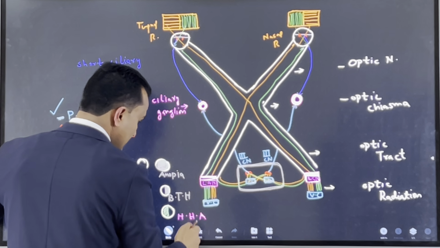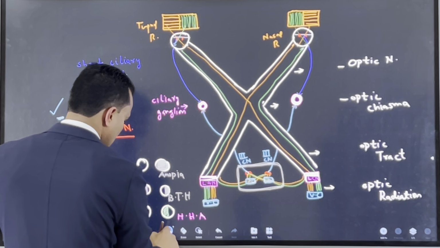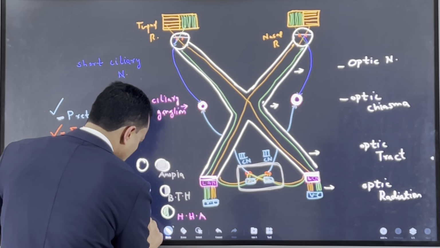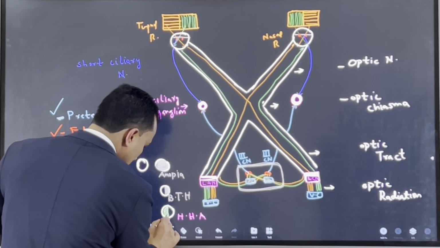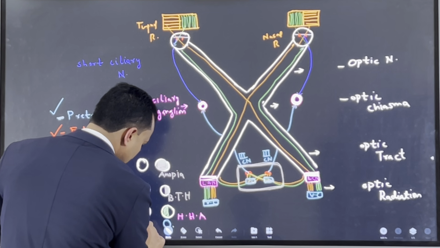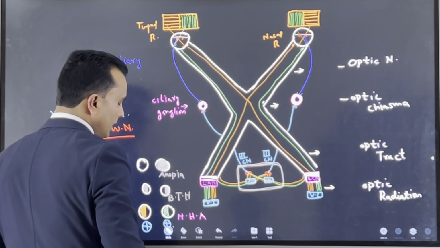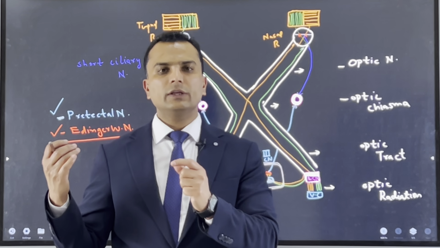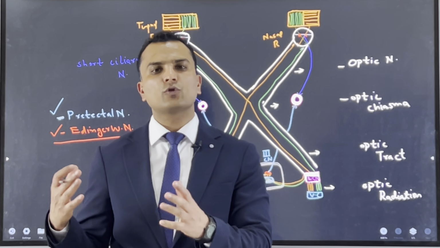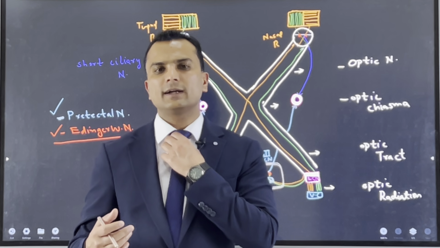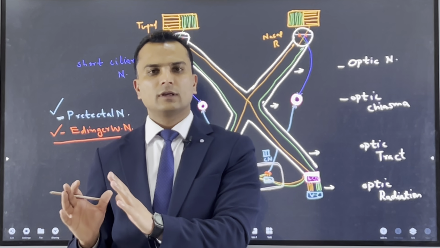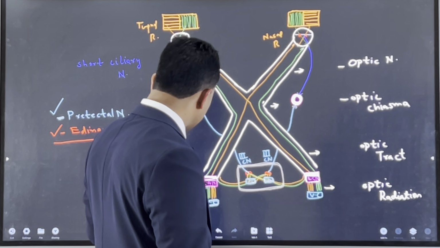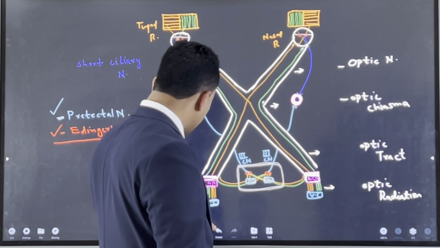And if you have an injury in the optic radiation, what will happen? In case of the optic radiation, there will be quadrant anopia. If there is an injury in the parietal lobe, there will be inferior quadrant anopia. If temporal lobe, there will be superior quadrant anopia. So you should remember PITS: parietal, inferior, temporal, superior. So quadrant anopia in case of injury to the optic radiation.